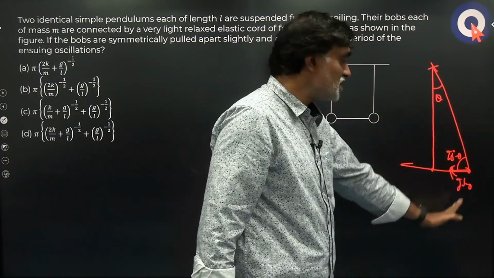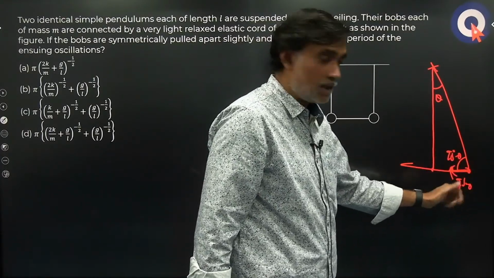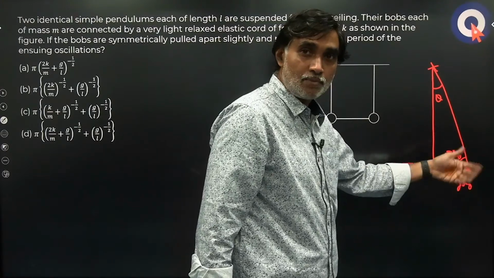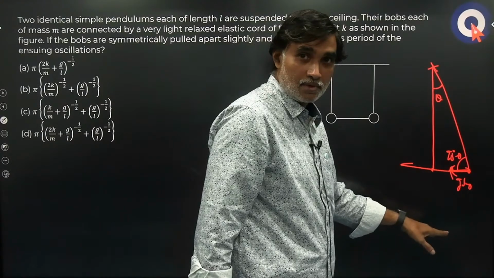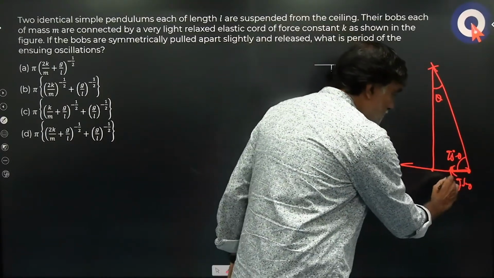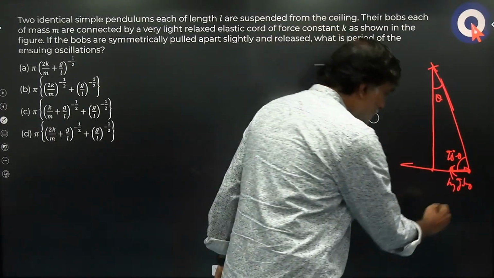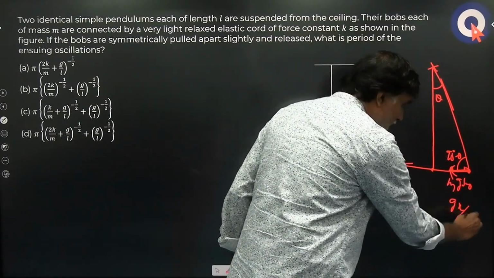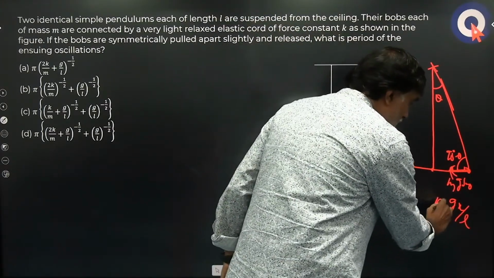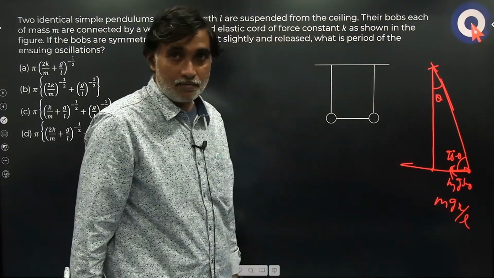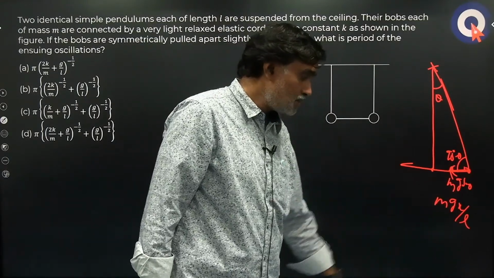But T cos theta is mg. Theta is very small, so cos theta is almost 1. So T cos theta is mg means T is mg. And what is the restoring force? T sin theta means mg sin theta. So the restoring force is mg sin theta. But what is sin theta? It is x by L. So what is the restoring force? It is mg x by L. So in SHM, the restoring force is mg x by L. Acceleration towards the mean position is g x by L and the restoring force is mg x by L.